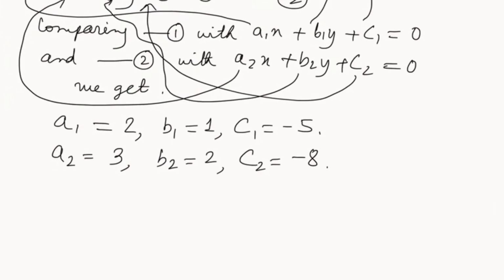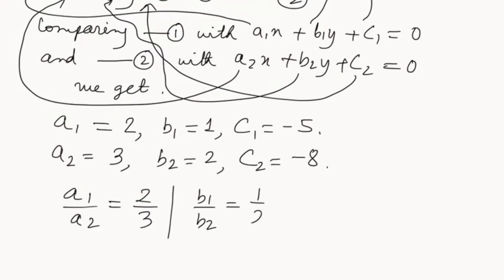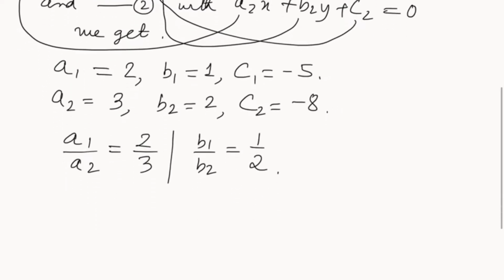Our next job is to find out whether the pair of linear equations has a unique solution, or no solution, or infinitely many solutions. So we start writing like this. a1 by a2 equals 2 by 3. Now what about b1 by b2? b1 by b2 is 1 by 2. c1 by c2 equals minus 5 by minus 8, 5 by 8.